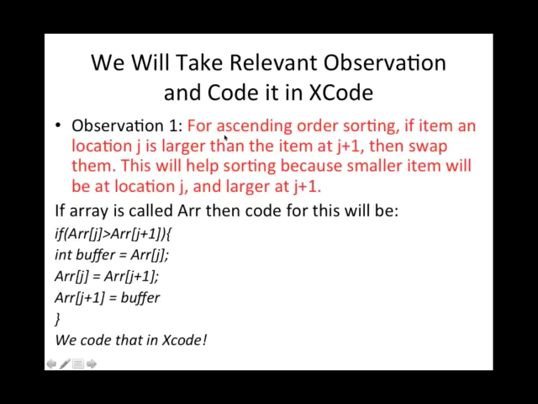So observation one was that for ascending order sorting, if the item at location j is larger than the item at j plus 1, then swap them. This will help sorting because the smaller item will be at location j and the larger at j plus 1. If you call the array arr, then the code for that will be something like this: if arr[j] is larger than arr[j+1], then this is the swap code. In a buffer somewhere, we save the value of arr[j], and then swap into arr[j] the value at arr[j+1]. And then, since we saved the value in the buffer, we swap into arr[j+1] the value of the buffer.